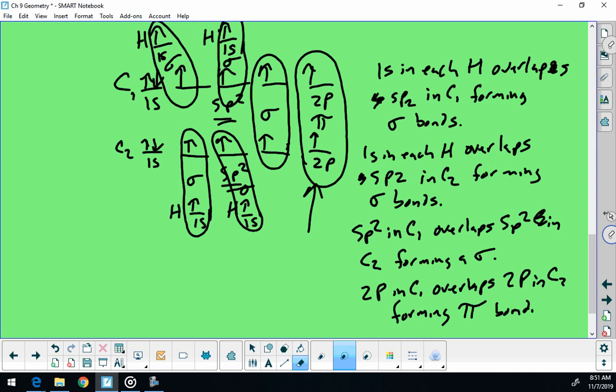Good. And so when I look at this in total, I would have a sigma, sigma, sigma, sigma, sigma, pi. So I'd have 1, 2, 3, 4, 5 sigmas, and I have one pi bond. There we go, folks. That is essentially your hybridization along with throwing in the concepts of sigma and pi bonds. All right, I hope this helps.